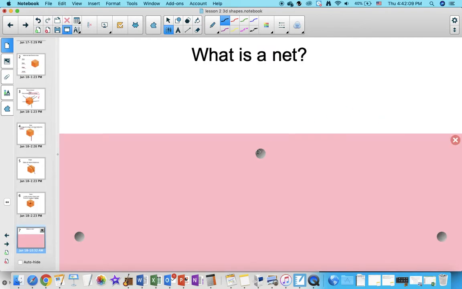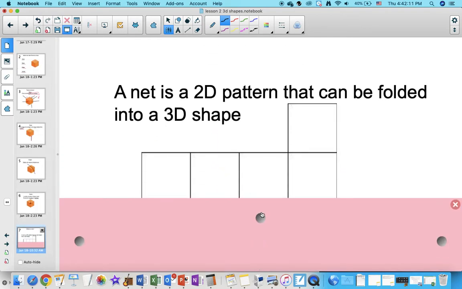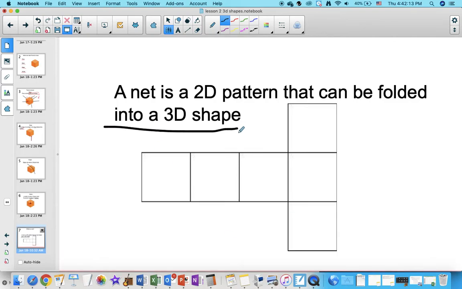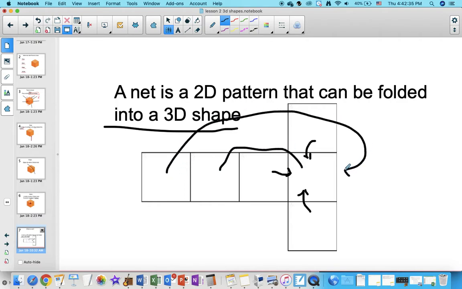So what is a net? A net is a 2D pattern that can be folded into a 3D shape. So looking at this, take like 30 seconds to think, well, what 3D shape can I make if I folded all of these sides up? Right? So if you were to fold this guy up, and this guy up, and this guy up, and then folded that would make the top, and that would go into the back, you would end up with a cube, right? So this 2D pattern can be folded into a 3D shape.